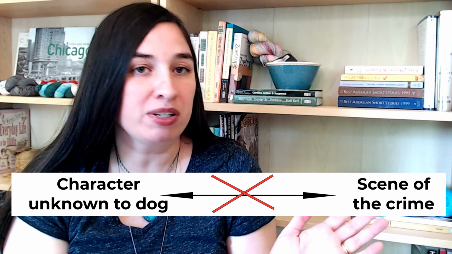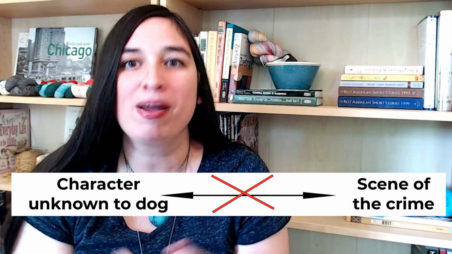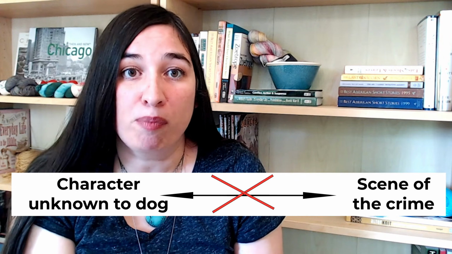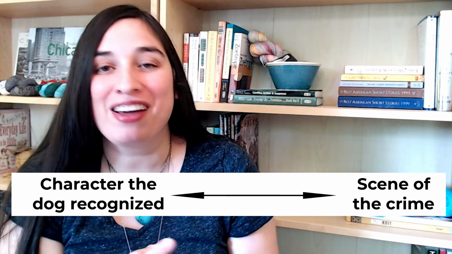So the absence of a barking dog indicates the absence of a connection between a character unknown to the dog and the scene of the crime. No one unknown to the dog could have been in the stable that night, or the dog would have barked. So since we already know that some character must have been at the stable on the night of the crime, after all, someone did lead the horse from its stall, well, we can infer that the guilty party is someone the dog recognized.